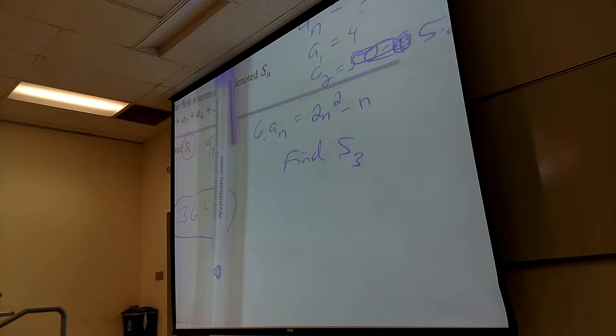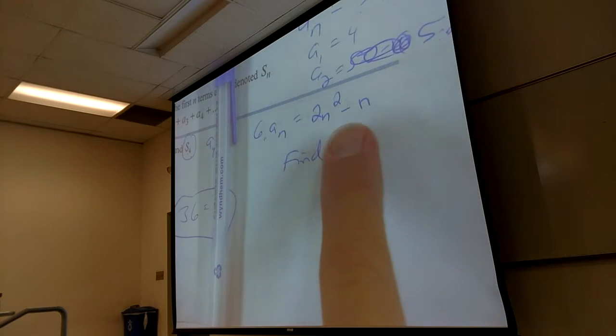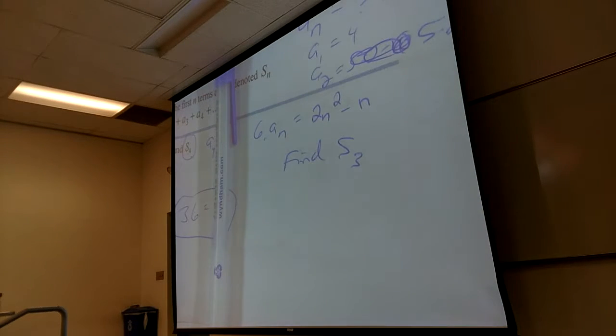So find S3 for that sequence. Given the sequence, find S3.